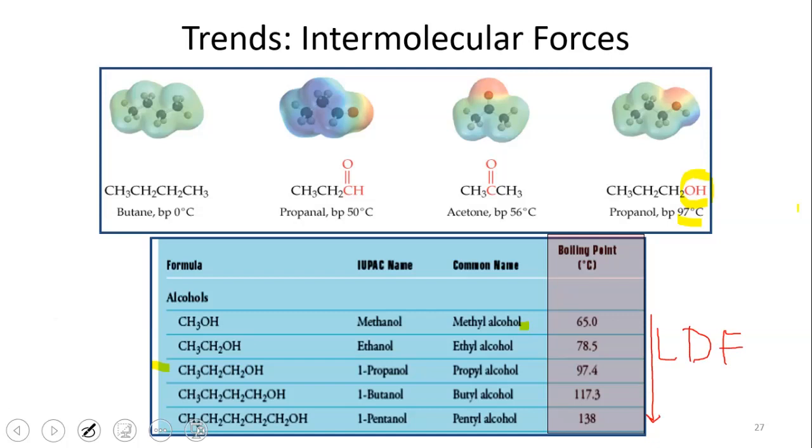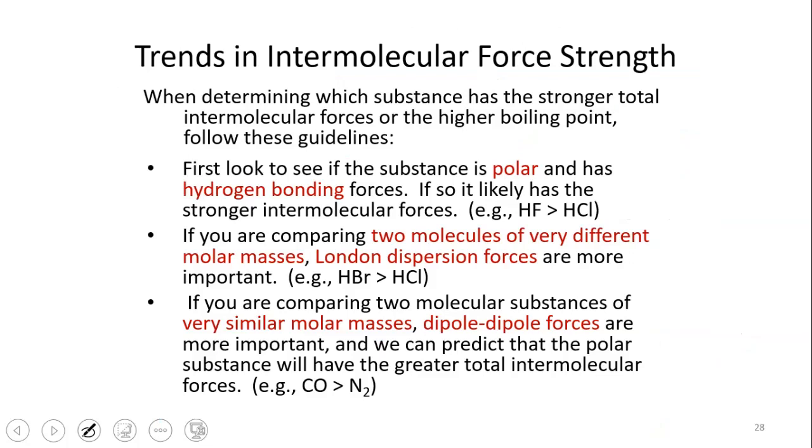All right, so let's summarize this grid of relationships between molecular sizes, polarities, and intermolecular forces. The type of exercise that we typically work with is when we determine which substance has stronger total intermolecular forces, or alternatively, the higher boiling point. Typically, we're going to compare two compounds, and we're going to ask, which one do you expect to have the stronger total intermolecular forces? Which one do you expect to have the higher boiling point?